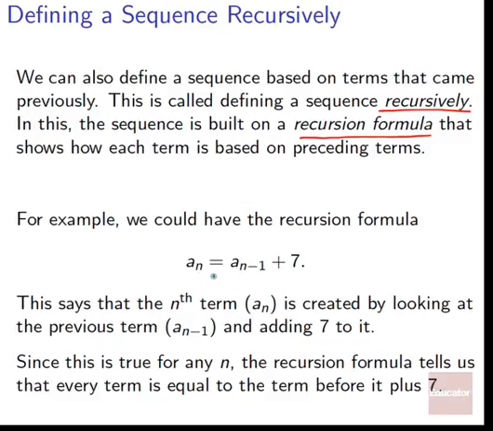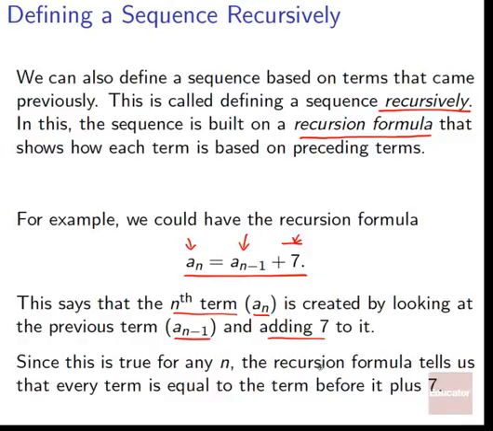For example, if we have the recursion formula a_n equals a_(n minus 1) plus 7, then what that's saying is that the nth term, well, that's a_n right here, is created by looking at the previous term. Well, what would be 1 before n? n minus 1. So a sub n minus 1 is going to be the term just before the nth term. So a_(n minus 1), and then adding 7 to it. So a_n equals a_(n minus 1) plus 7. Some term is equal to the previous term plus 7.